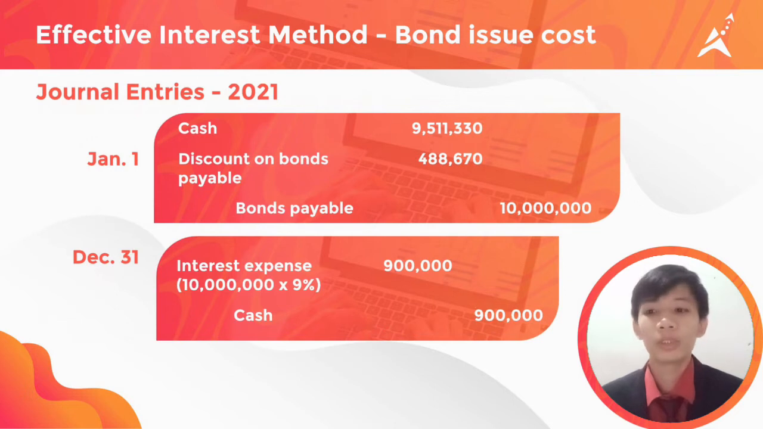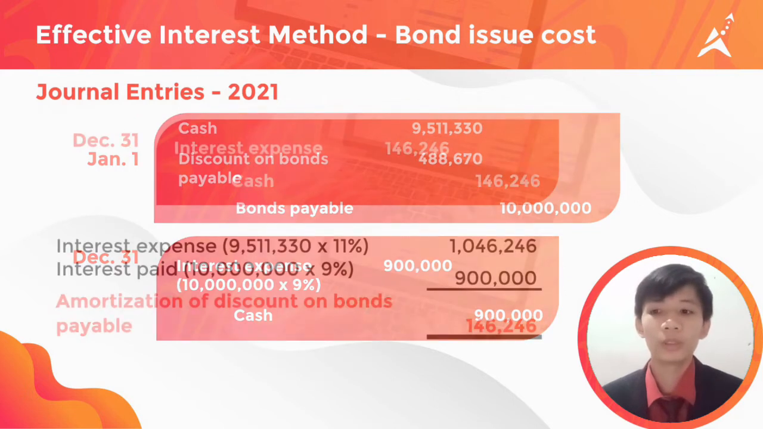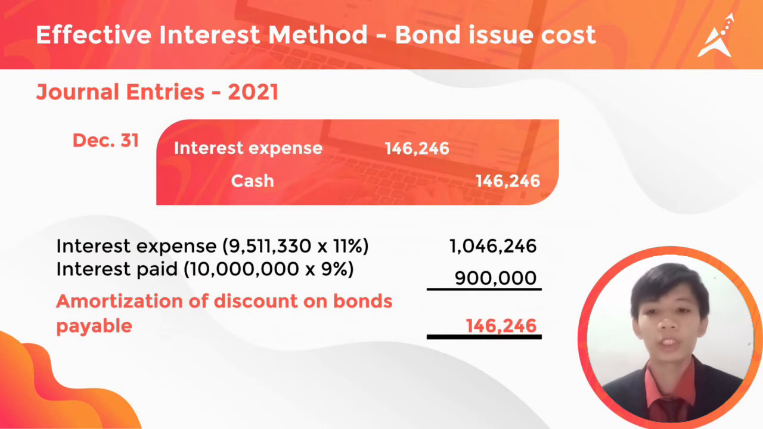And for another entry on December 31, to record the amortization of the discount on bonds payable using the effective interest method, we debit interest expense of 146,246 and credit discounts on bonds payable 146,246. So how did we get the amortization of the discounts on bonds payable?